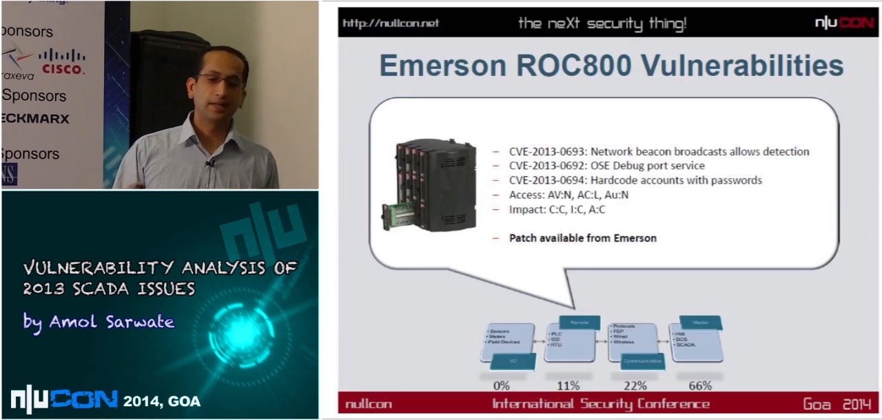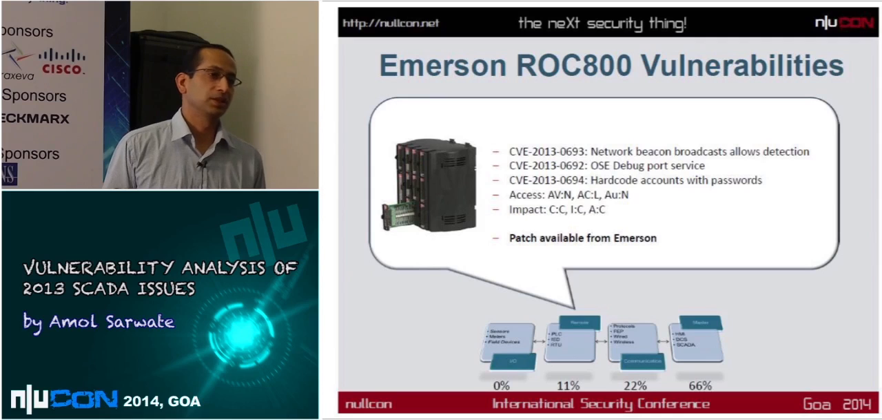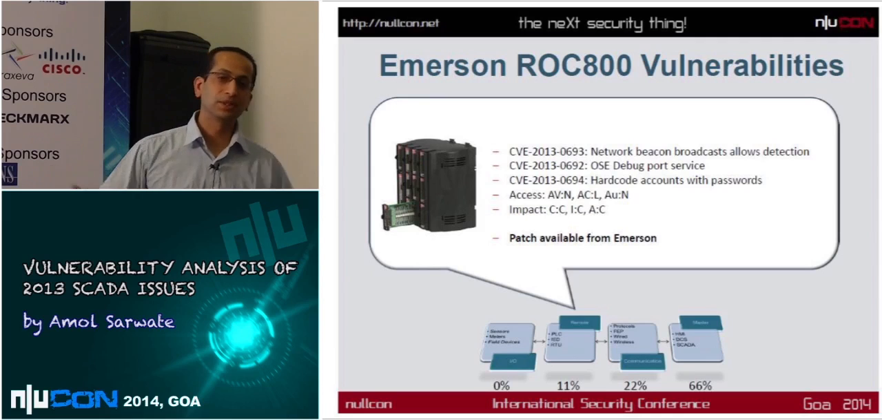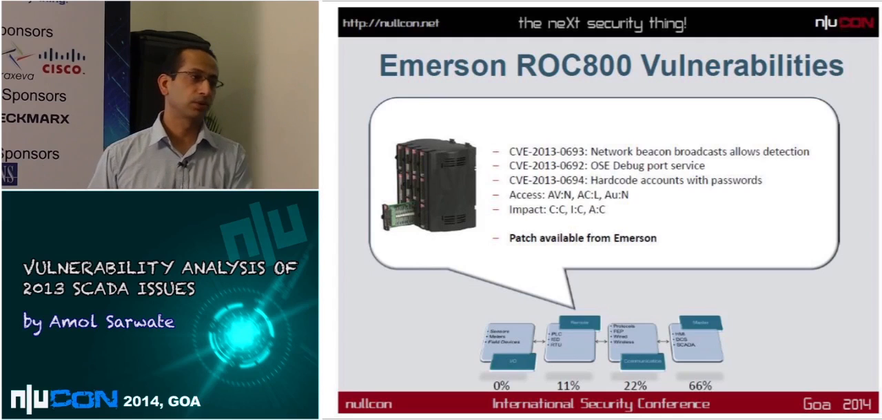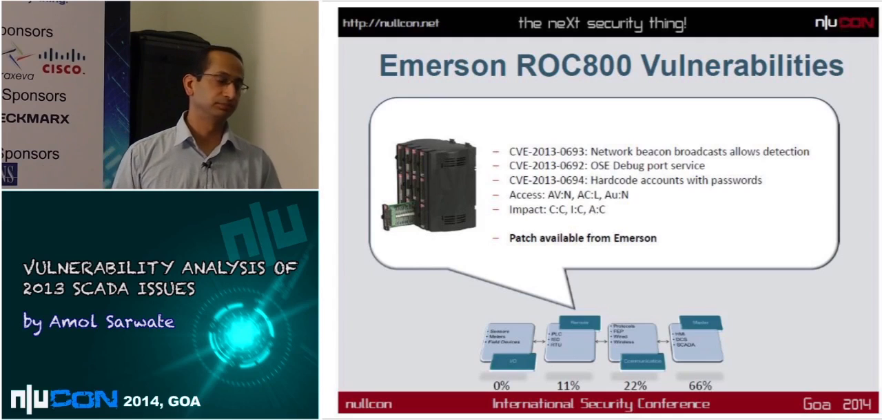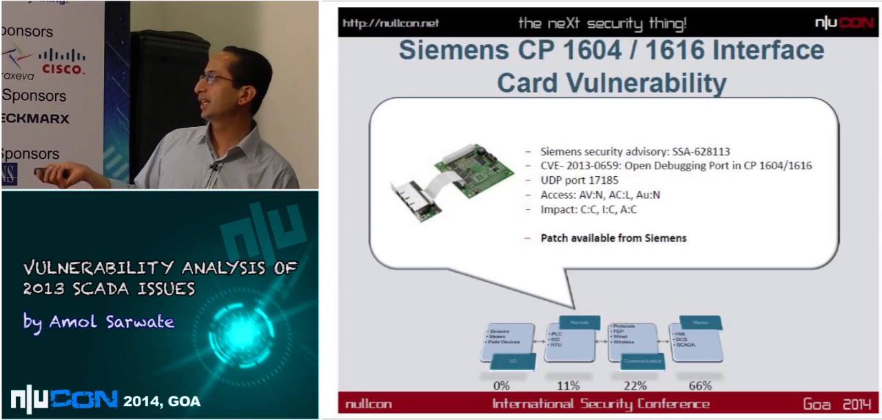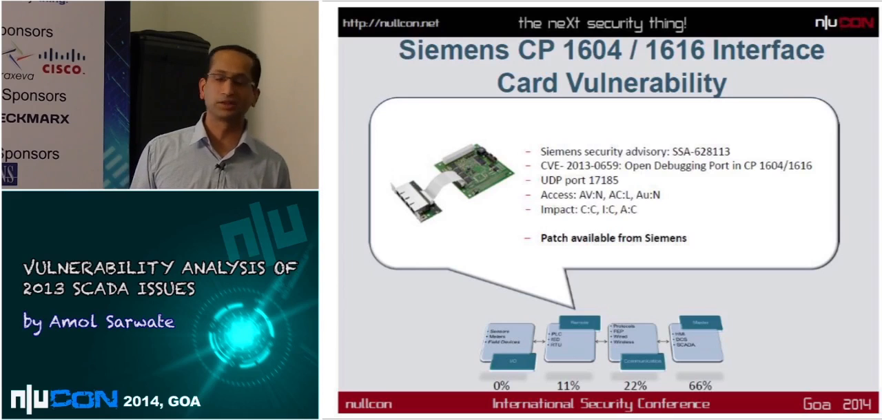On top of that, it had a debug port open, so these should not be allowed in production, basically because it's a debug port. But what happens is, a lot of times when you get a piece of hardware, it is just installed in production without security in mind. So what happens now, the attacker not only knows where the device is because of the network beacons, but also he or she can easily connect to the debug port and take basically full control of that PLC.